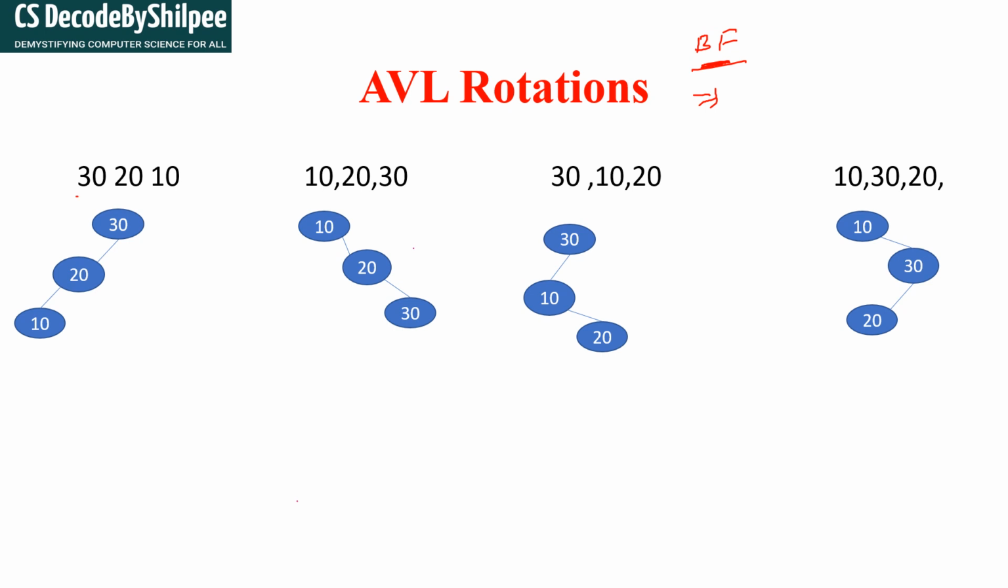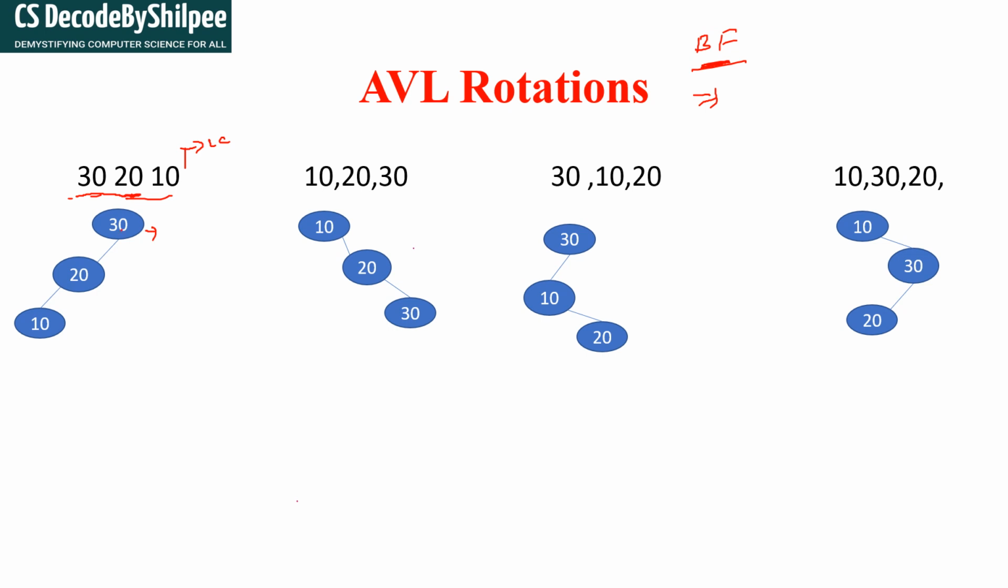Suppose I'm going to insert 30, 20 and 10. First I'm going to insert 30. 30 I have inserted. Then 20 came. 20 is smaller than 30, because following the binary search tree property means lesser will come to the left and greater will come to the right. So 20 will come.